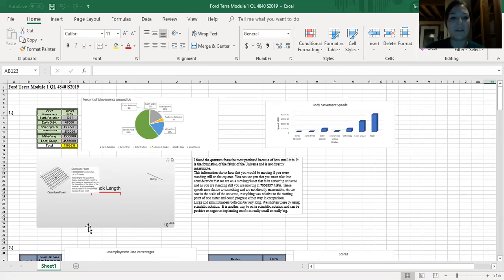As we saw on the scale of the universe, everything was relative to the starting point of 1 meter and could progress either way in comparison. Large numbers and small numbers both can be very long, and we shorten these by using scientific notation. E is another way to write scientific notation and can be positive and negative.